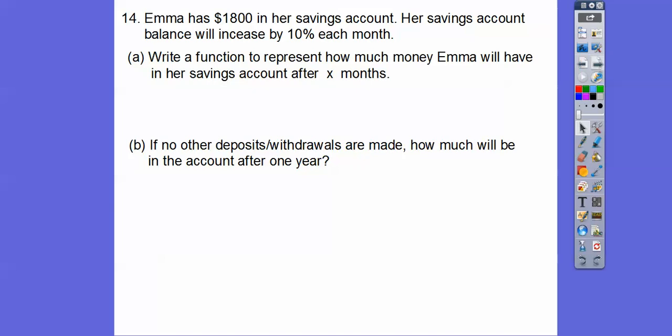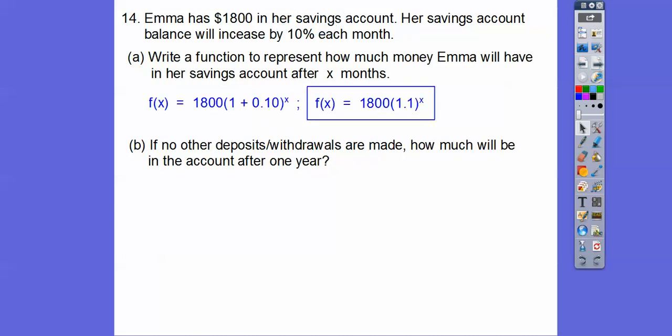So write a function to represent how much money Emma will have in her savings account after x months. Okay, so x months. So we're going to do the 1,800 times 1 plus 0.10. Okay, so this is our initial amount, 1,800, and we always do 100% plus the increase because it's increasing, so it's going to be plus 0.10, and so there's our function right there. And then this next part says if no other deposits or withdrawals are made, so she just has her 1,800 bucks in there, how much money will be in the account after 1 year? So 1 year means 12 months, so I'm going to plug in 12 right there and right there.